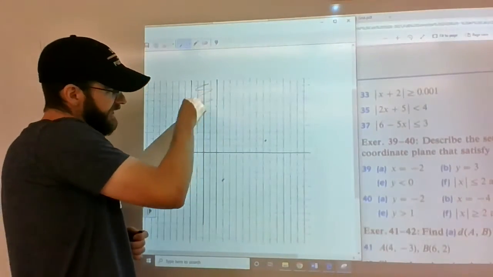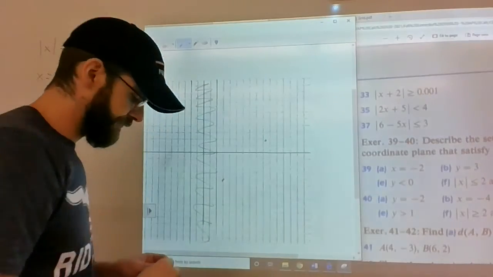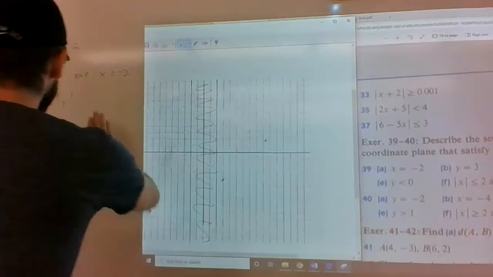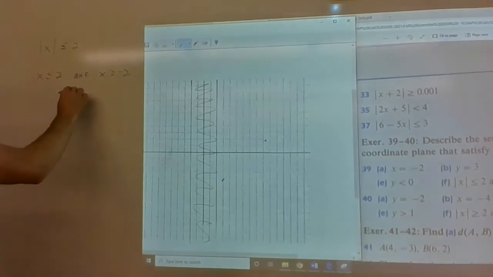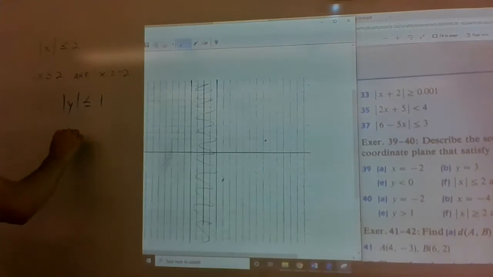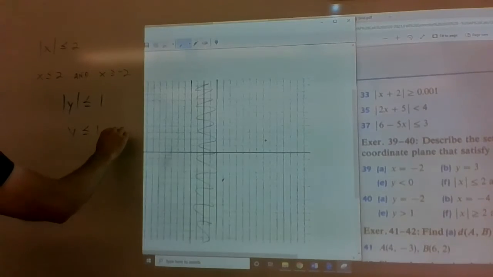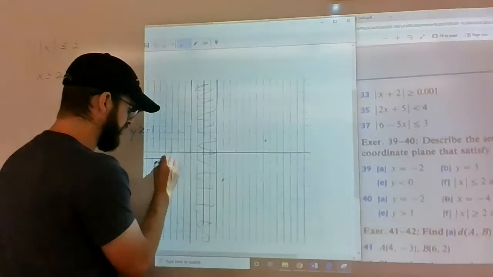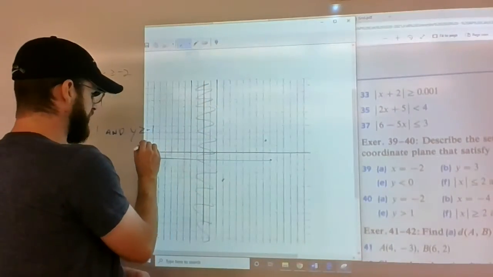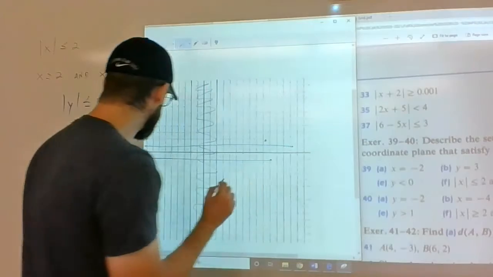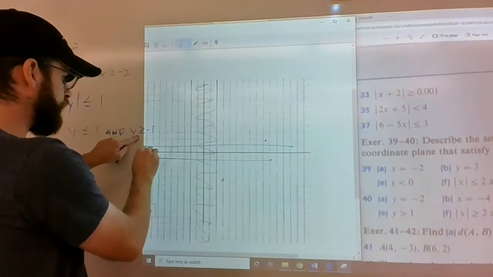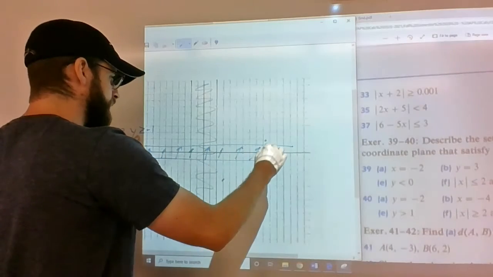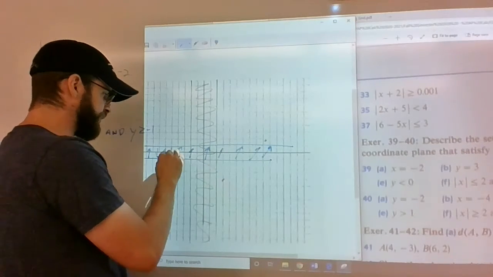So everything's shaded inside here. Now let's see. I have a blue. Let's see if that works out. Y is less than or equal to 1. That means y is less than or equal to 1 and y is greater than or equal to -1. That's just the whole idea of I've got a horizontal line here, a vertical line there, and it's greater than or equal to -1 and less than or equal to 1.